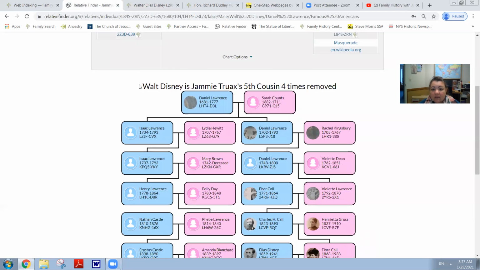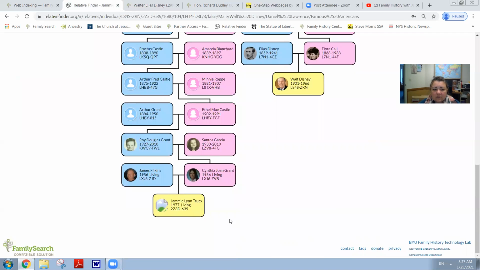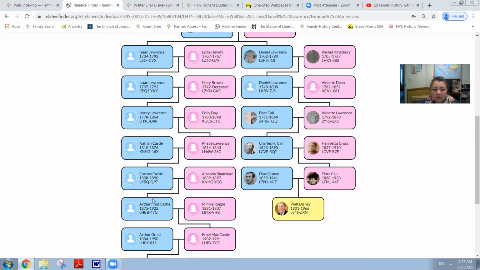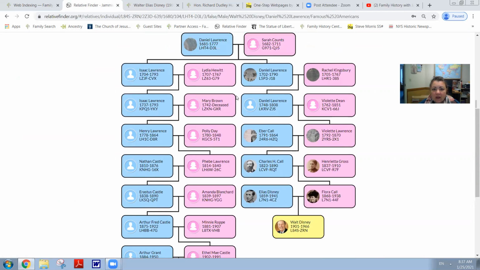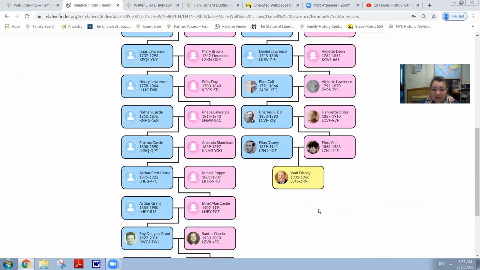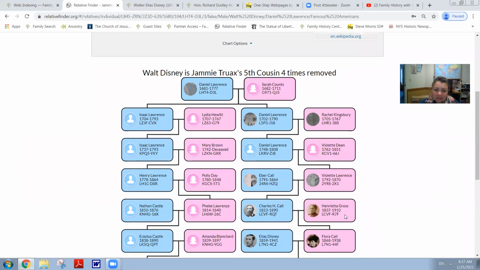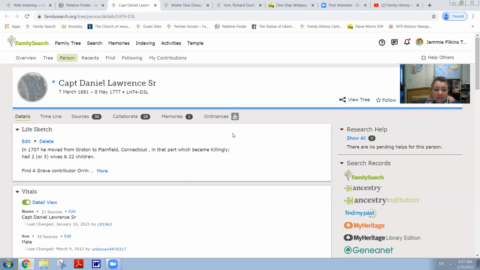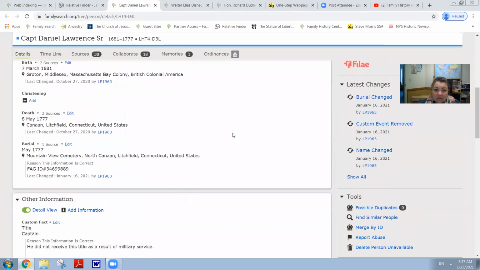And then it goes down his line. So here's me, here's my mother, grandfather, and it works up his father, and you could follow the line all the way up. And here's our shared grandparents. And you can go down his line to him. What is even cooler is all of these people are on FamilySearch. Every single one of these people is clickable. So let's look at our shared grandfather, Captain Daniel Lawrence Sr. I can sit here and look at all his stuff.